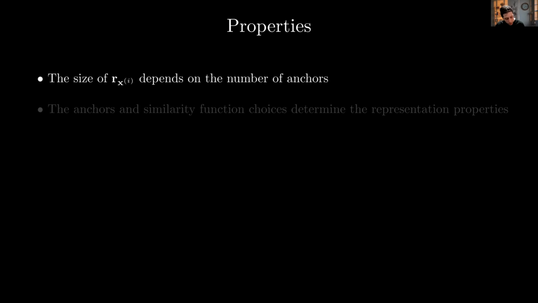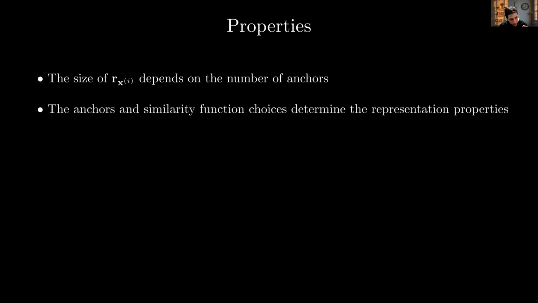This property will be very useful when we compare networks that have different latent dimensionality. And the second property is that the anchors and the similarity function influence the representation properties.